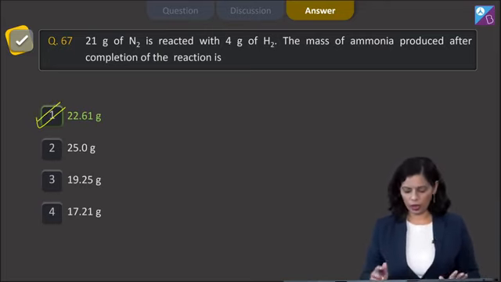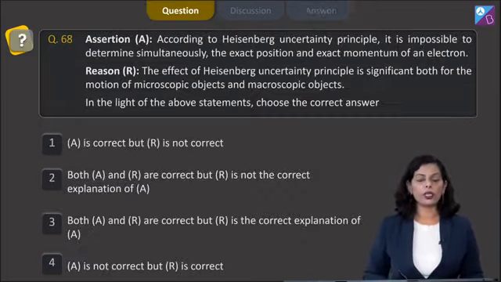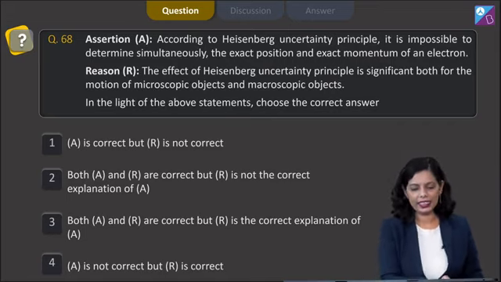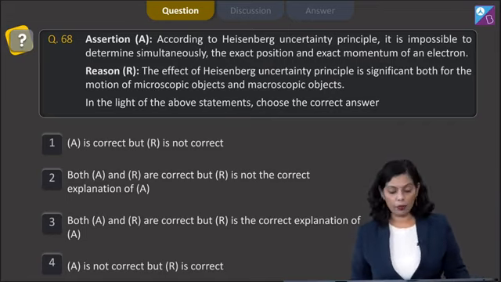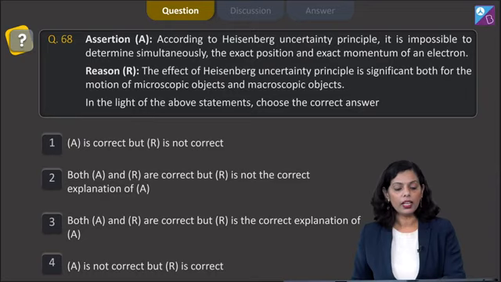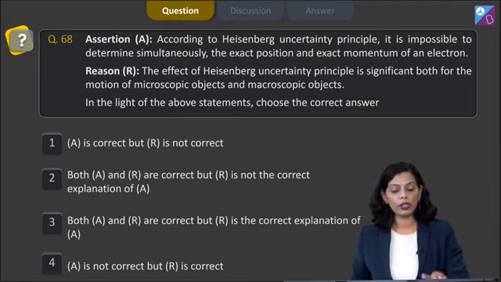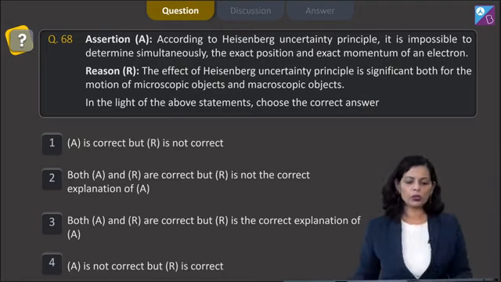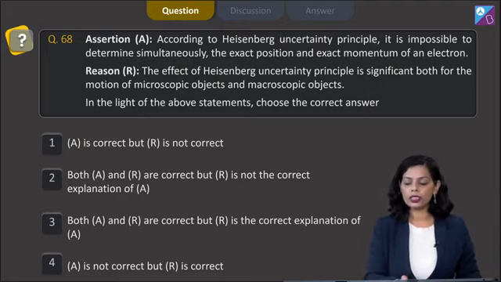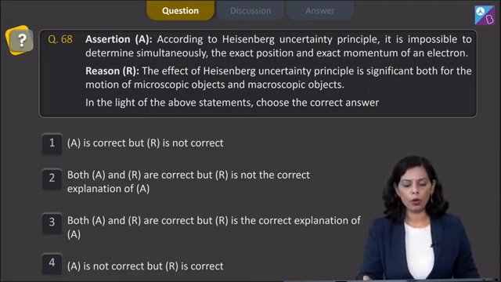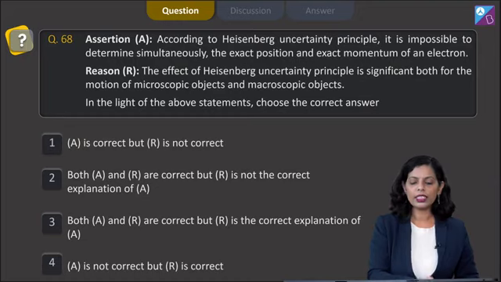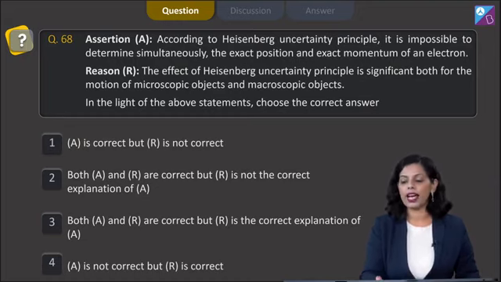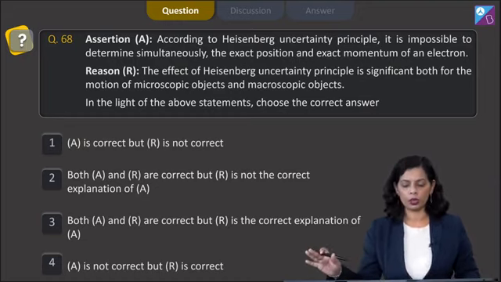Final answer? Okay. Now the turn comes for question number 68. Assertion and reason type of statement these are, and in this type of question you have to just read both the statements carefully, and then you need to identify whether reason is correctly explaining assertion or not. Okay. So assertion says, according to Heisenberg uncertainty principle, it is impossible to determine simultaneously the exact position and the exact momentum of an electron.